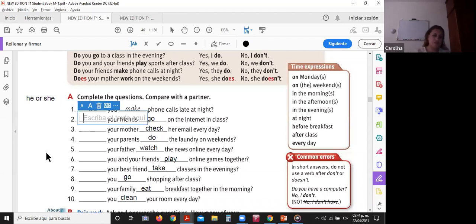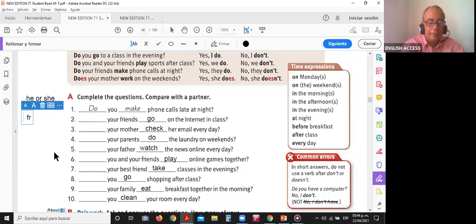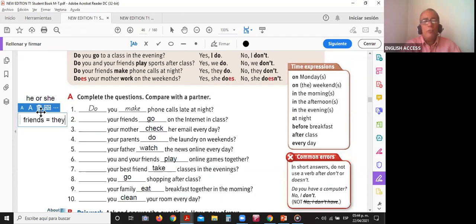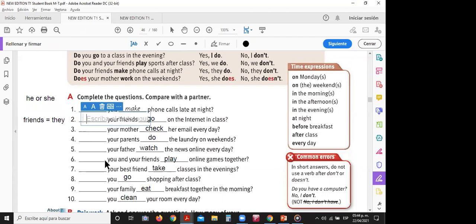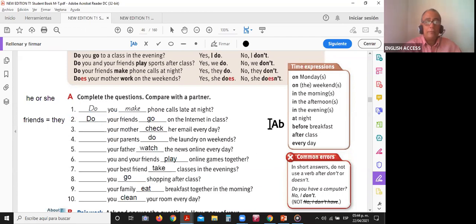But for friends, we can use they. They are my friends. So, do or does? Do, because it's plural. We are talking about two or more friends, plural.